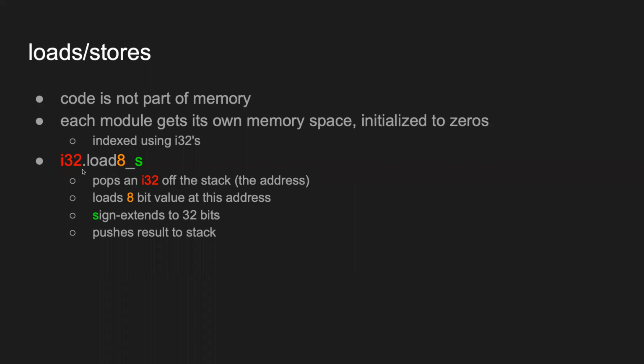The load instructions look like this. So here we have an i32.load8_s. This pops an i32 off the stack, which is the address. It loads an 8-bit value at this address, sign extends to 32 bits, and then pushes the result to the stack. Simple enough.